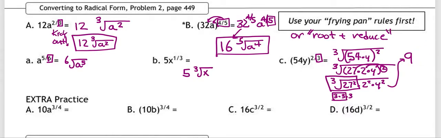All right, so the best you can do is write the rest under a third root. Neither the 2 squared nor the y squared can get out of the radical sign, so they have to stay. 2 squared is 4, and y squared is y squared.